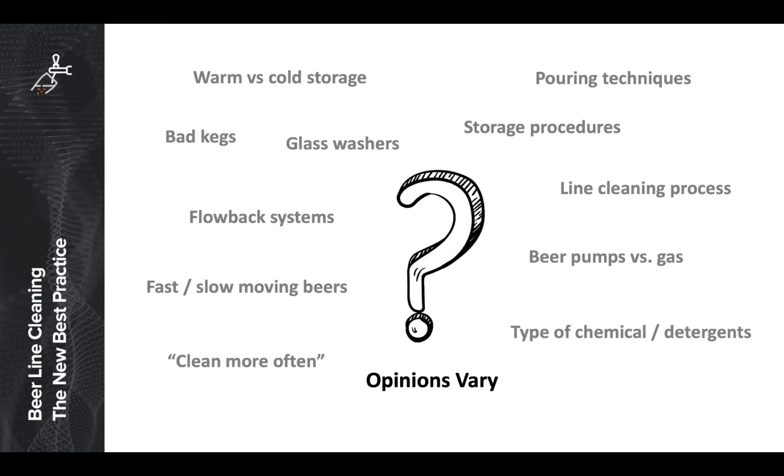On top of that, there is no general consensus on the many critical aspects of maintaining a beer system. Everyone has their own ideas. Flowback systems, the correct pouring techniques, line cleaning processes, warm versus cold storage, just clean more often, the types of chemicals, detergents, fast or slow moving beers, which makes the biggest difference to quality. Without a set guide on the best way to maintain beer quality that's been proven over time, it's difficult to keep a beer system running as it should be.